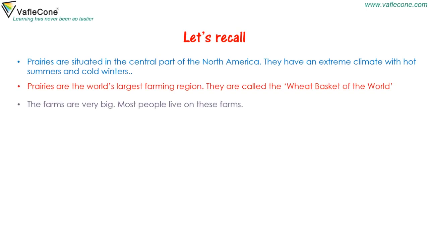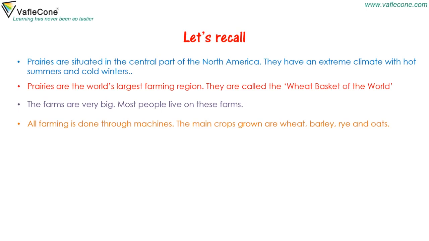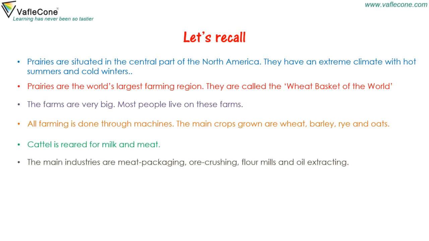Farms are very big and most people live on these farms. All farming is done through machines. The main crops grown here are wheat, barley, rye, and oats. Cattle is reared for milk and meat. The main industries are meat packing, ore crushing, flour mills, and oil extracting.